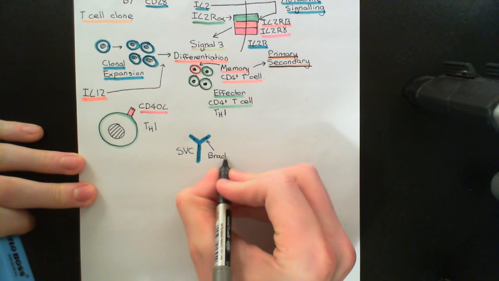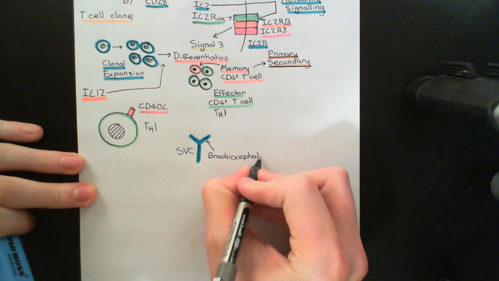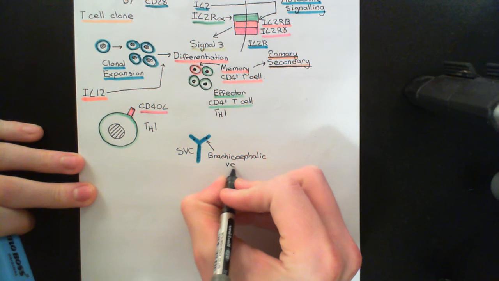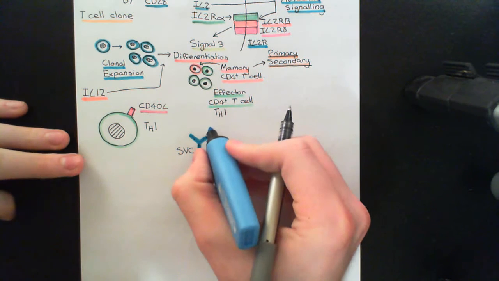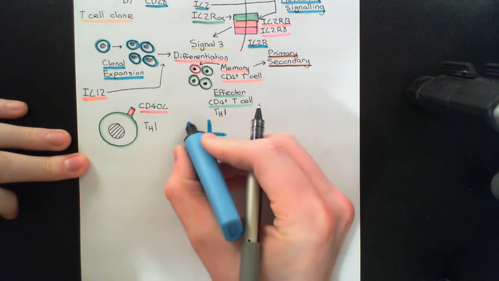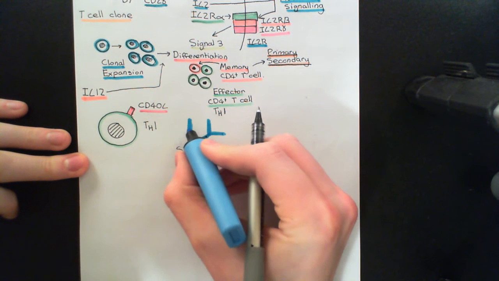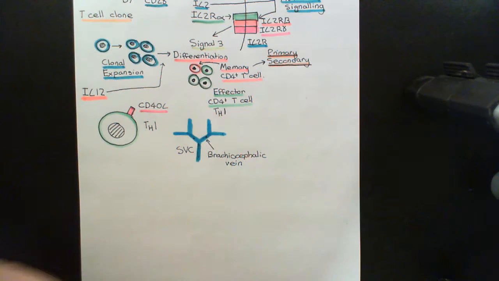So these are the brachiocephalic veins, and each of the brachiocephalic veins is produced by the fusion of the internal jugular vein on each side with the subclavian vein on each side. So doing it on the left side here, we have the left internal jugular vein fusing with the left subclavian vein, and equivalently on the right side here is the right internal jugular vein fusing with the right subclavian vein.